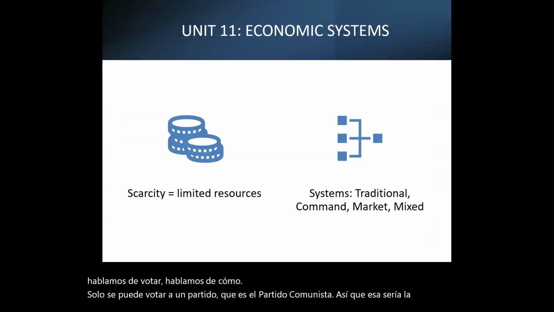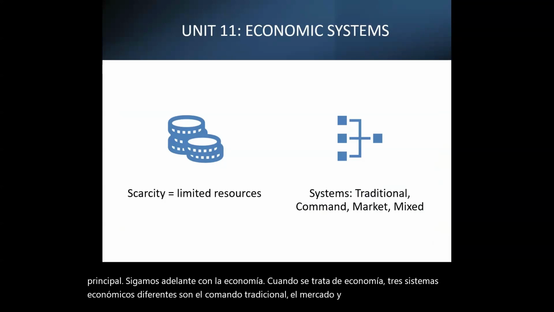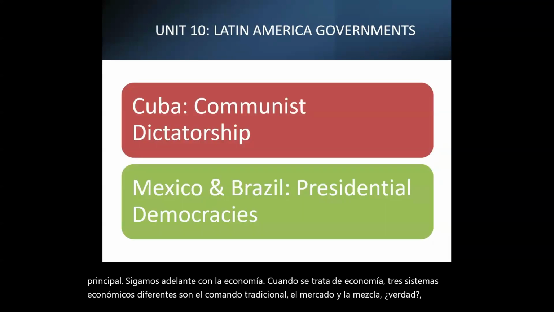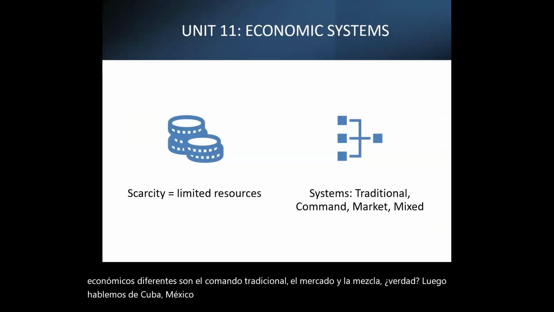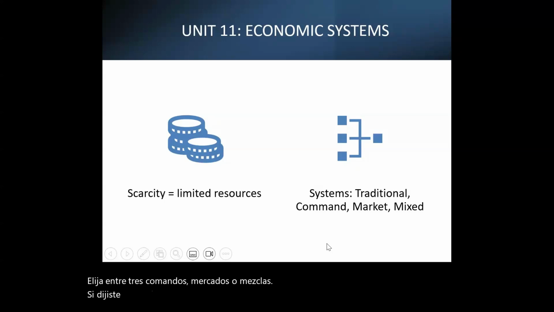Let's go ahead. Economy. When it comes to economy, the three different economic systems are traditional, command, market, and mixed, right? Then let's talk about Cuba, Mexico, and Brazil. What do you think Cuba's economic system is? Choose out of three: command, market, or mixed. If you said command, you're correct. What about Brazil? Brazil is a mixed market, more on the market side.